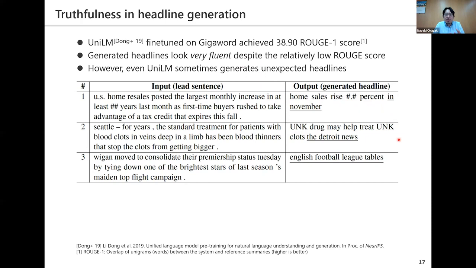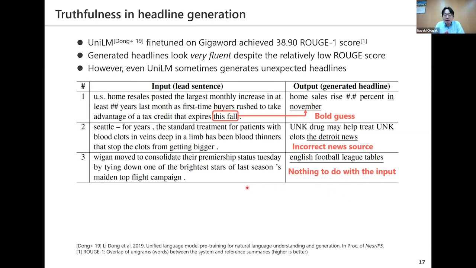However, if we look at these headlines more closely, we notice some problems. The first headline includes the phrase "in November", but we cannot find the corresponding information in the input. So the phrase "in November" is based on a bold guess of the model. The second headline mentions the news source as the Detroit News, but this is incorrect. The third headline, English Football League tables, has nothing to do with the input.